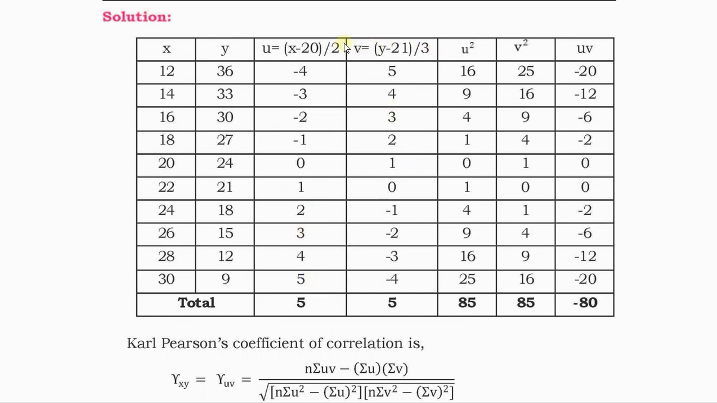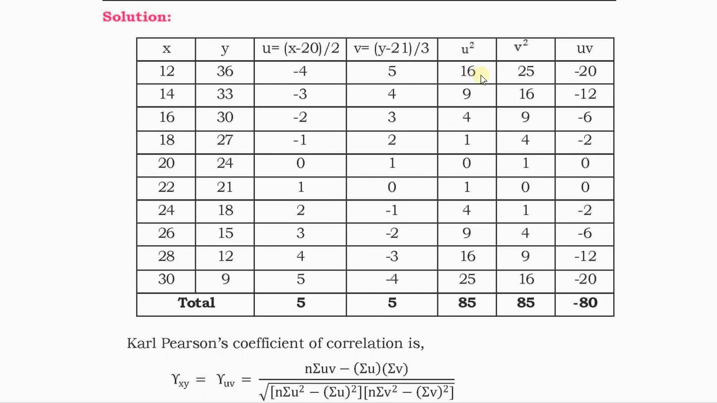Next, v values. The v values are taken such that each y value is subtracted by 21 and divided by 3. Why 3? Because the difference between any two consecutive y values is 3. So 5, 4, 3, 2, 1, 0, minus 1, minus 2, minus 3 and minus 4. So the changes here are exactly in the reverse order of those of u. Here the changes are from negative to positive. There the changes are from positive to negative and that too exactly the same.